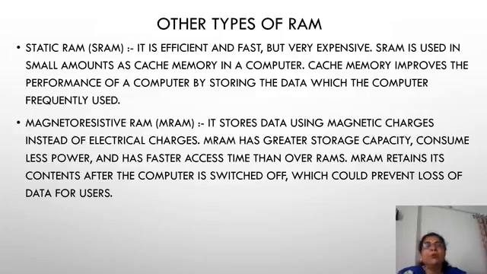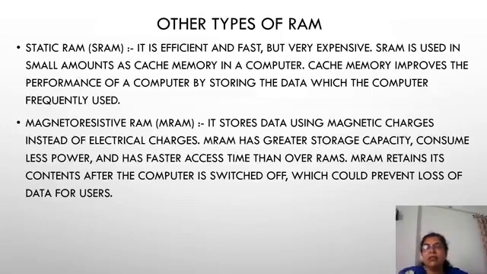Cache memory improves the performance of a computer by storing the data which the computer frequently uses. Now cache memory we will see afterwards in detail. Magnetoresistive RAM. It stores data using magnetic charges instead of electrical charges.